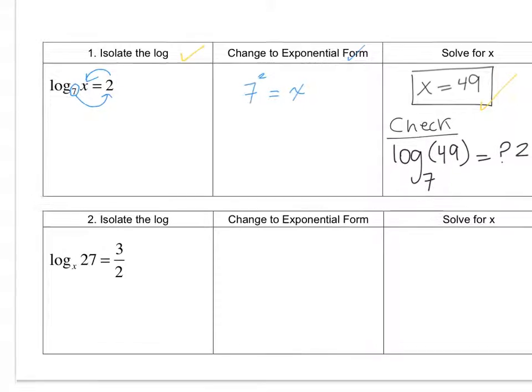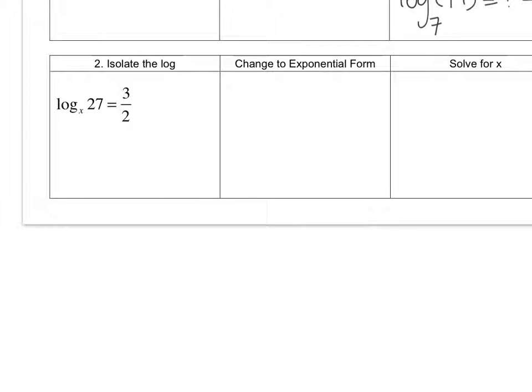Now let's move on to the second problem. Isolating the log is my first step. So as I can see, I have log base x of 27 on the left side of the equation. So the log is by itself. So my next step is to change to exponential form. So x to the power 3 over 2 is equal to 27.